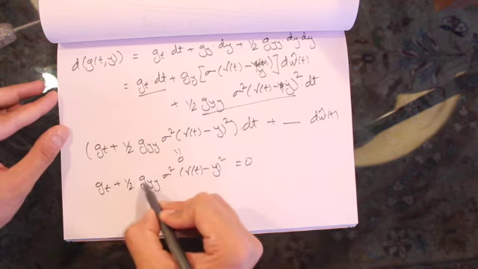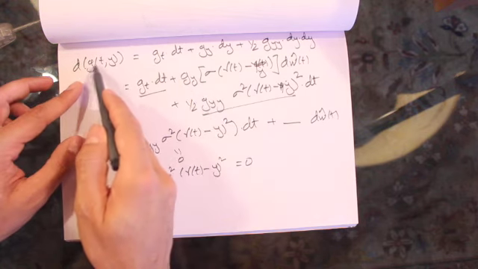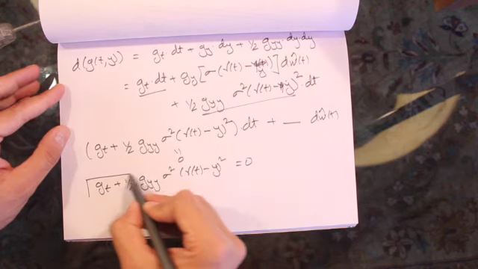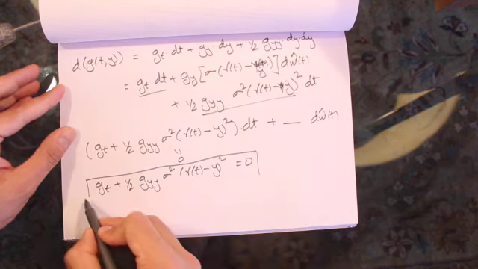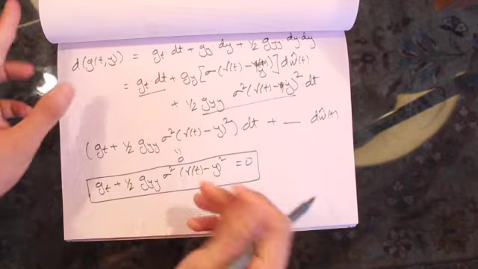Okay, I just haven't written the arguments of this function, but basically it's a function of t and y. So this basically is our partial differential equation for this function.